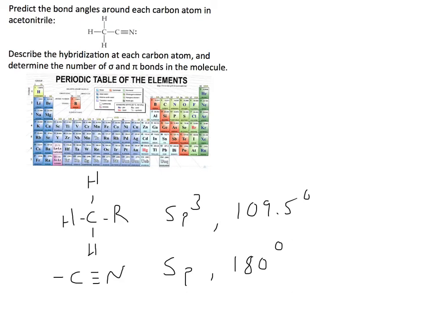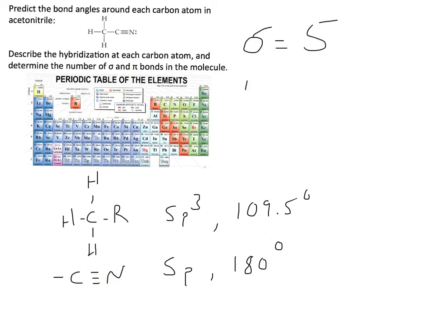Next, it says describe the hybridization at each carbon atom and determine the number of sigma and pi bonds in the molecule. So we're looking at the overall number of sigma bonds and pi bonds. If we look at our sigma bonds, we have one here, 2, 3, 4, and 5 sigma bonds. So we have 5 sigma bonds.